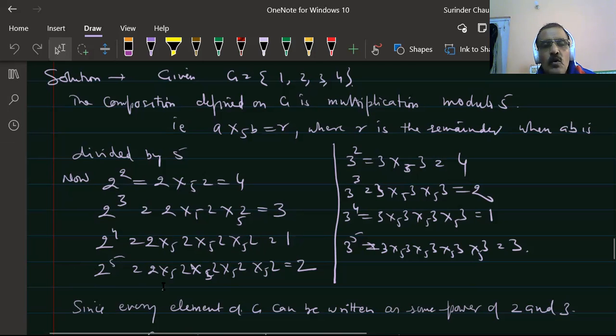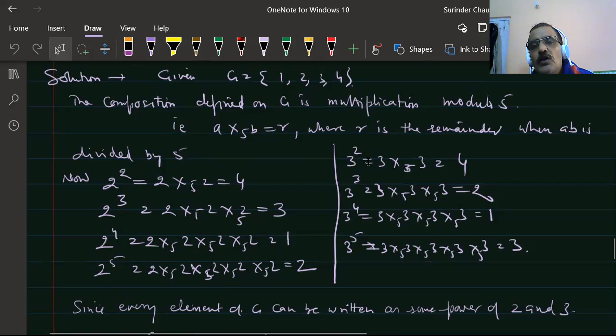So 2 to the power 5 is equal to 2 multiplied by itself 5 times, divided by 5, which is equal to 3. So this is 1, 2, 3, 4. All these are powers of 2. So 2 is the generator for this group. Going down: 2 power 4 is 1, 2 power 1 is equal to 2, 2 power 0 is equal to 1. So 2 is the generator for this.